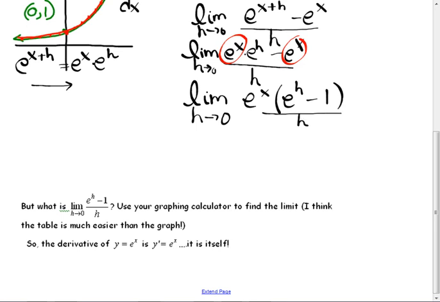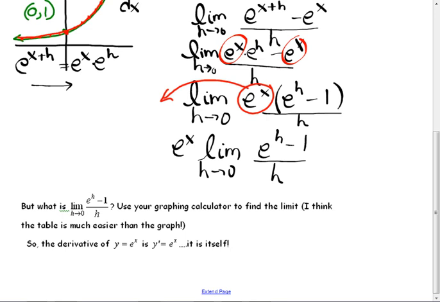Now, when you take the limit as h goes to 0, does that affect e to the x? There's no h's in e to the x, is there? Now let's pull that out. So that's the same as this. And then I'm stuck. Then I'm going to have to use my graphing calculator to find this limit. Because h doesn't affect e to the x. x is not a function of h. So that's another little aha moment, which is kind of nice.